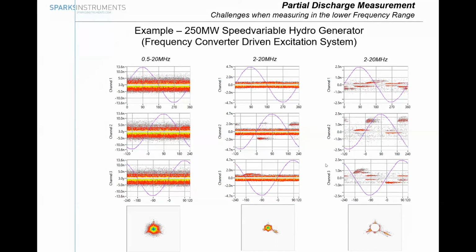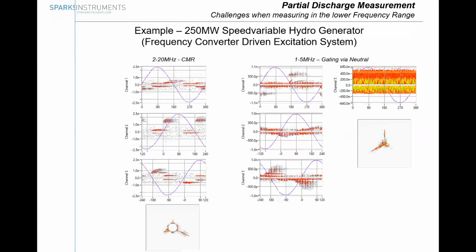This machine is very special. It's from a hydro generator, which uses a frequency converter for the excitation system. Alternative, using the gating on the neutral point, and also here, this is the noise we have removed, and also here we can see the partial discharges.